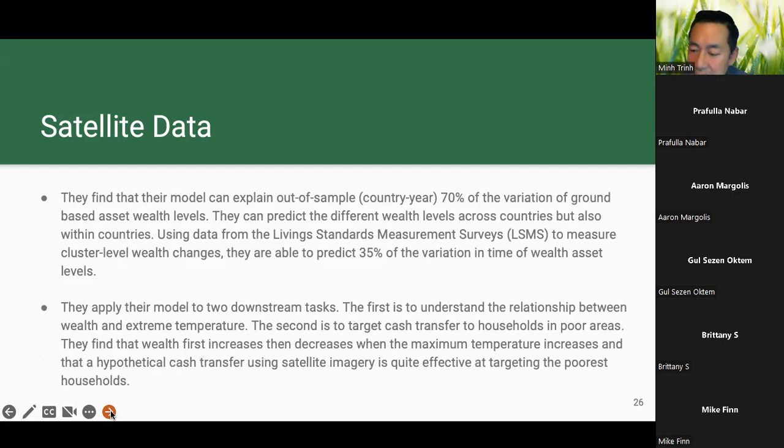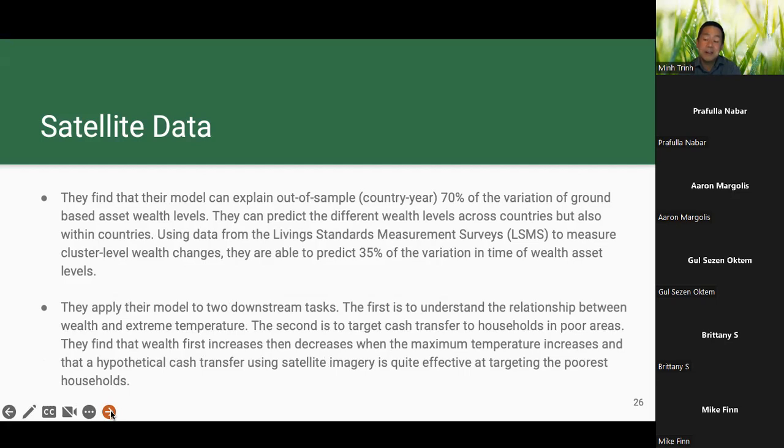So the idea, how it works: you have all these images, right? And you have all this survey data, right? So what you want to do is correlate these images with the level of poverty, of wealth, collected from the survey data. That's how you train the model, right? So the model is going to find patterns.